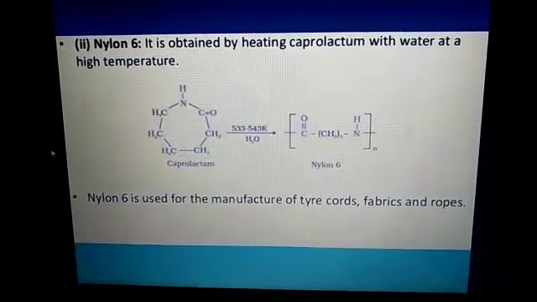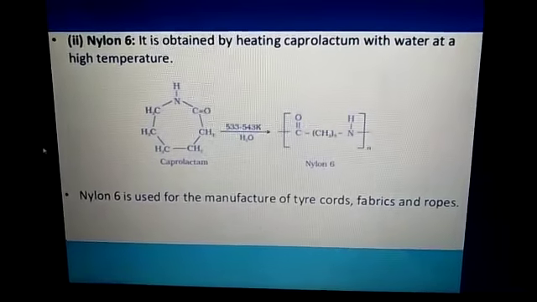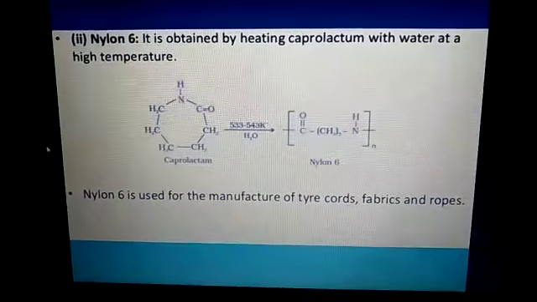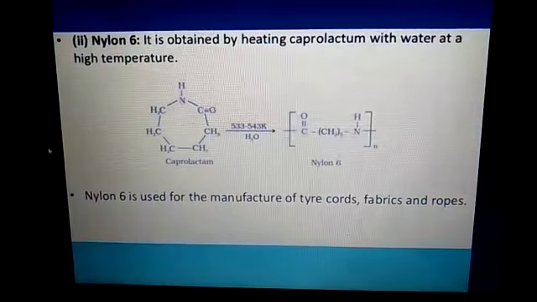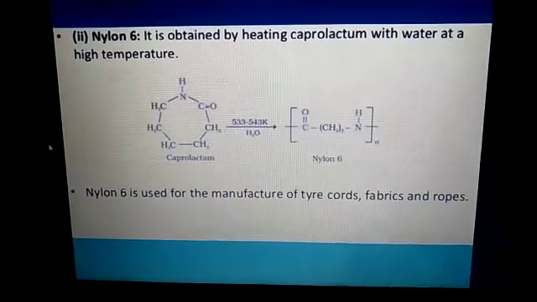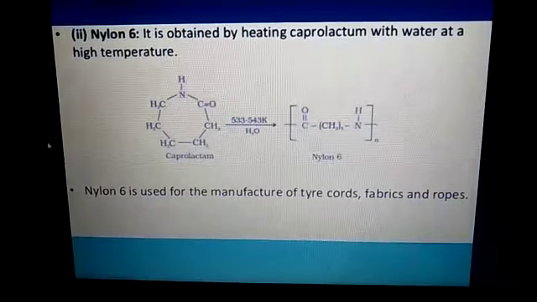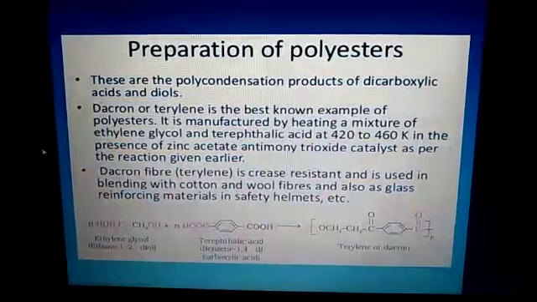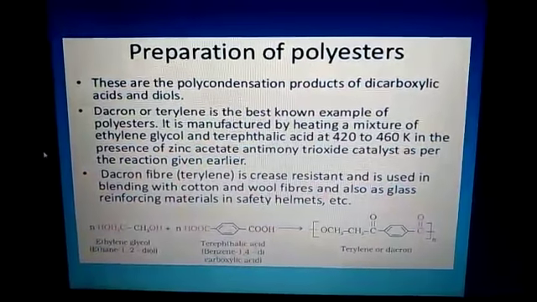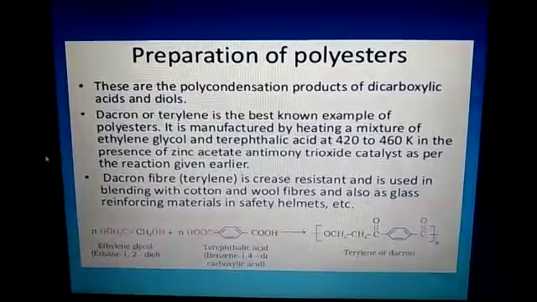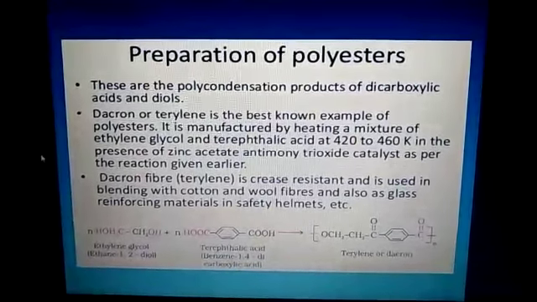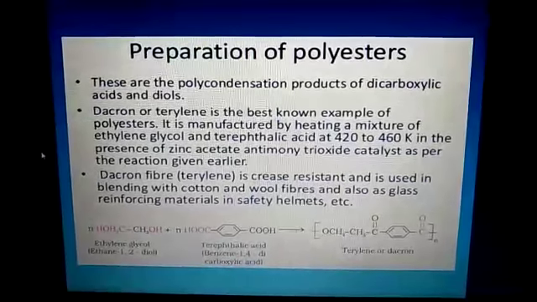Nylon 6 is obtained by heating caprolactam with water at high temperature. Nylon 6 is used in the manufacture of tire cords, fabrics and ropes. It is also used for making ropes used by mountaineers. Preparation of polyester, as we have already discussed about the terylene.